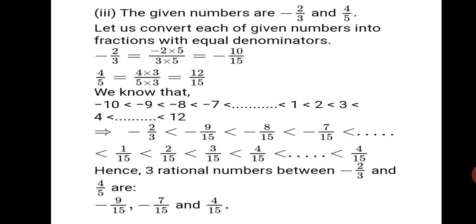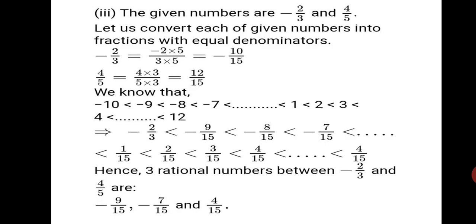So now we write the fractions. That minus 2 upon 3 is lesser than, start with minus 9 upon 15, then minus 8 upon 15, minus 7 upon 15, again dot dot dot, 1 upon 15, 2 upon 15, 3 upon 15, 4 upon 15, and it goes on till the final 12 upon 15, which is nothing but 4 upon 5. Okay, it should be 4 upon 5, not 15.